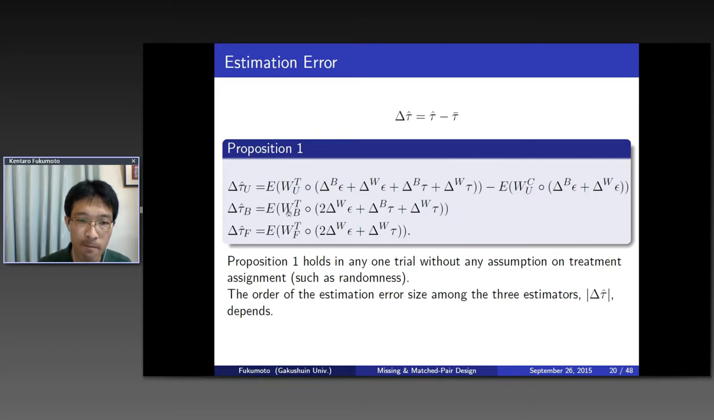Okay, so delta tau hat is the estimation error, that is, tau hat minus tau bar, the ATE. Then proposition one says that the estimation error of these three estimators is expressed this way. And the important thing is that the estimation error of the unitwise deletion estimator contains the between block error term here, but the other two, the blockwise deletion estimator and the full sample estimator, do not contain the between block error term. And this proposition holds in any one trial without any assumption on treatment assignment. But we don't know the order of the estimation error size among these three estimators.